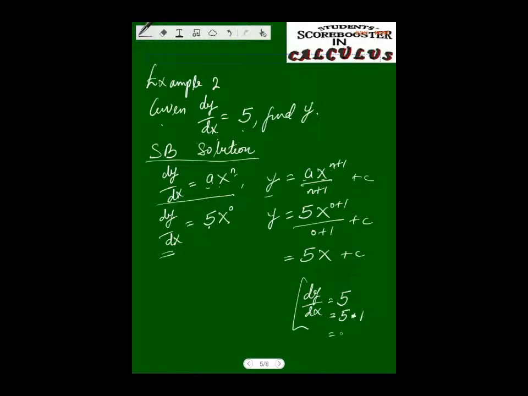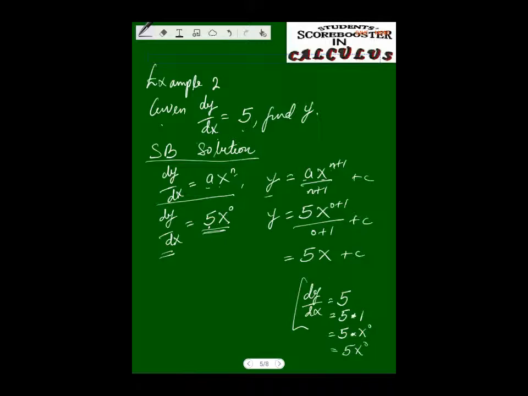Okay, and we say anything raised to power 0 is what? Is 1. So instead of 1, I can write x raised to power 0. I am putting x raised to power 0 because what I need is x. If I had needed y, I would put here y raised to power 0. Now 5 times x raised to power 0 is 5x raised to power 0. That is why I have written this one.